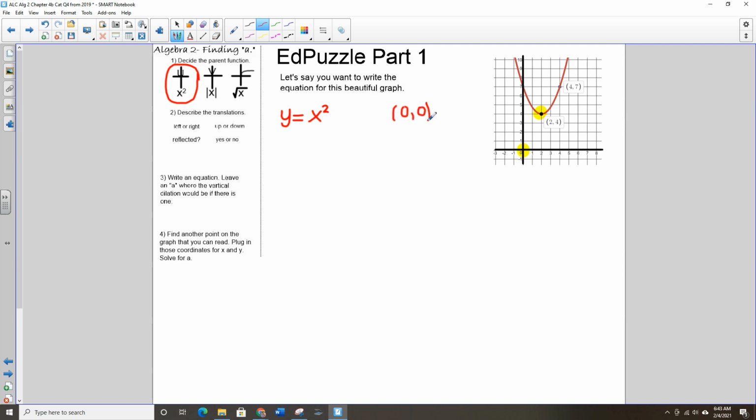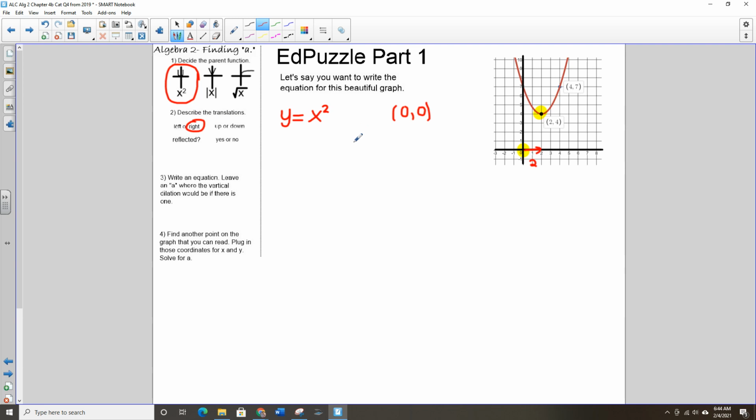So we're saying, which way did it go? Did it go left or right? The correct answer is it went right. Then, how much did it go right? And the correct answer is 2. So we'll say it went right 2.